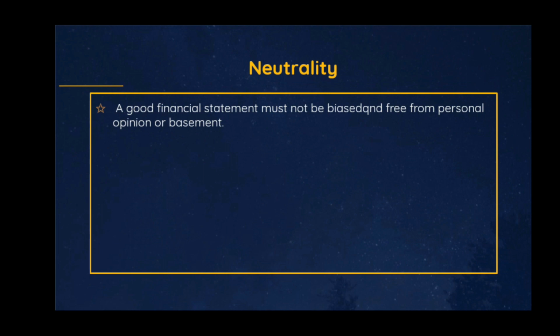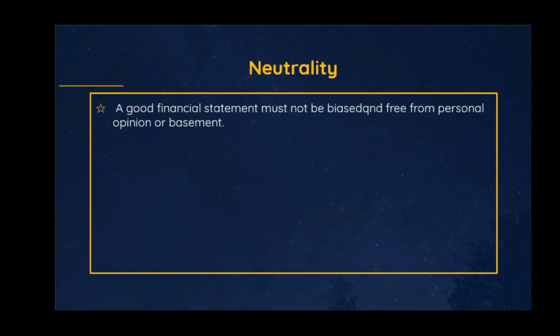Neutrality. The quality of neutrality means that a good financial statement must be neutral, free from the personal opinion of the preparer. The preparer must not be biased. It has to present the true and fair value of the organization in the financial statement. That is, any act of partiality or bias must not appear in a good financial statement. So those are the qualities of good financial information.